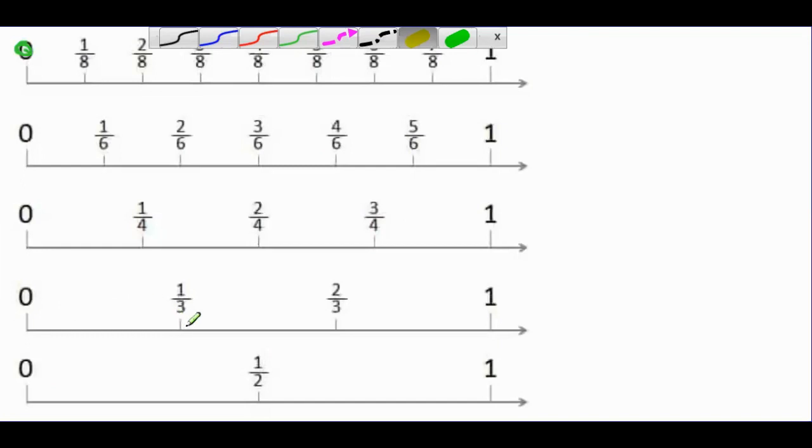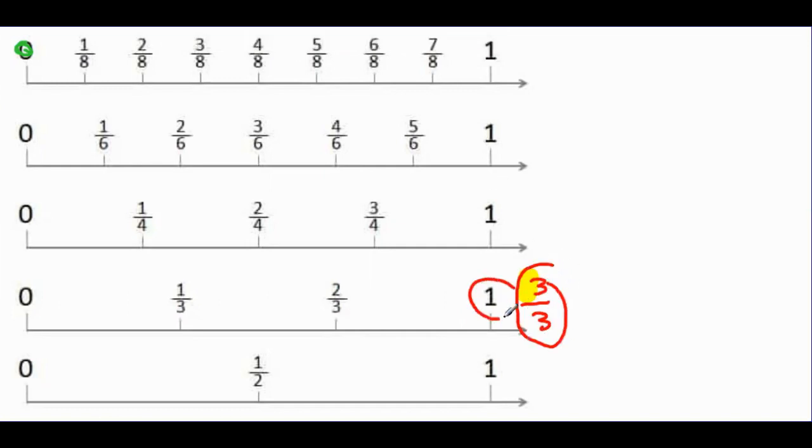So if I jump like this, I make 1/3, another jump it will be 2/3, another jump it will be 3/3. 3/3 is the same as 1. This means I take 3 parts from 3 parts, so I take the whole thing. The next number line is divided into 4 parts. So each part is 1 out of 4. If I make a jump, it will be 1/4, 2/4, 3/4, and 4/4 is 1 whole, and so on.